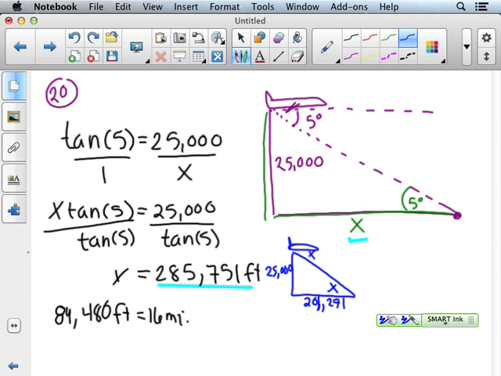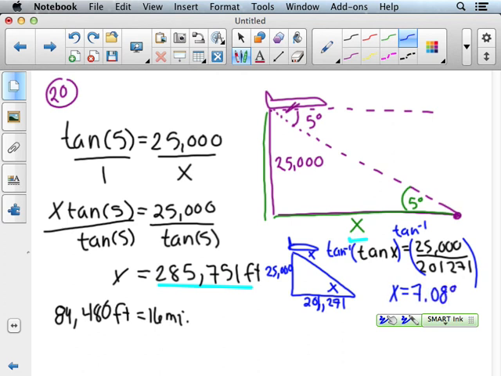Well, angle of elevation and angle of depression are alternate interior angles, so they're the same thing. So once again, I'm going to set up with tangent. I'm going to say tangent of x equals opposite over adjacent, 25,000 over 201,271. And I'm going to do the inverse tangent of both sides to get the x by itself. And then just plug that in my calculator, 25,000 divided by 201,271, and then inverse tangent. And so now I get that x equals 7.08 degrees. Okay, that makes a lot more sense than what I had on the answer key. So sorry about that, I made a mistake on the answer key, but this is correct.